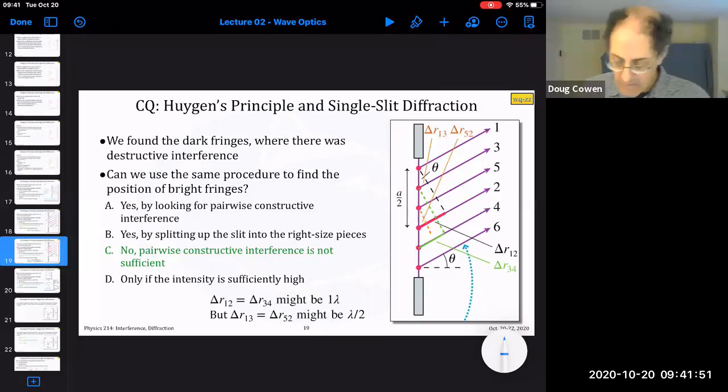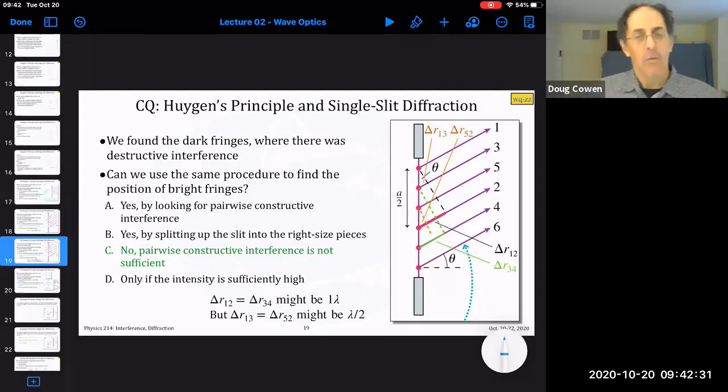The problem is that you need to look at what happens with other pairs of rays. Other pairs of rays could be destructively interfering, while the pairs that you look at are constructively interfering. So I've shown here delta R13 and delta R52. And those could be half a wavelength, in which case those will destructively interfere with one another. So simply because you get some pairs to constructively interfere doesn't mean that other pairs won't partially destructively interfere.